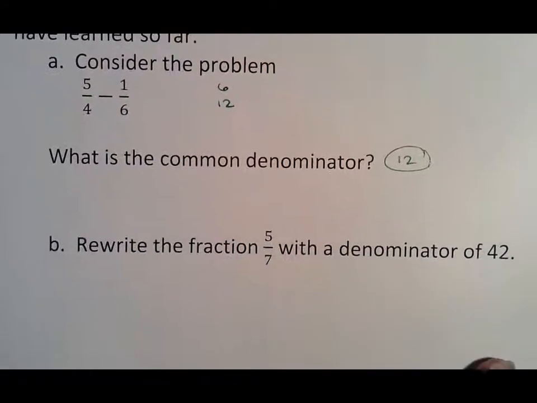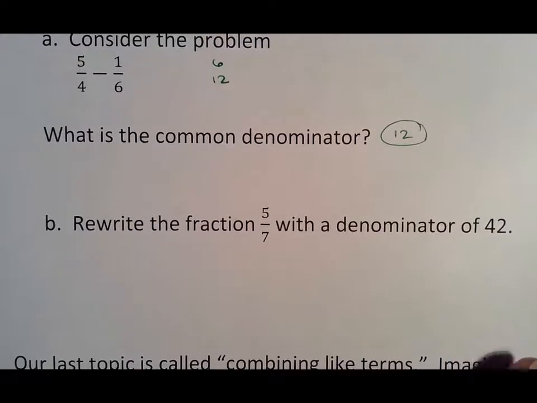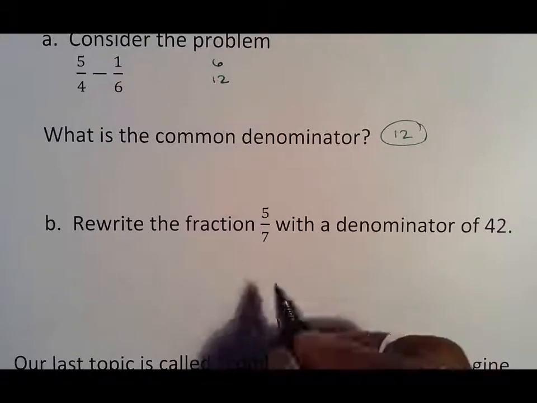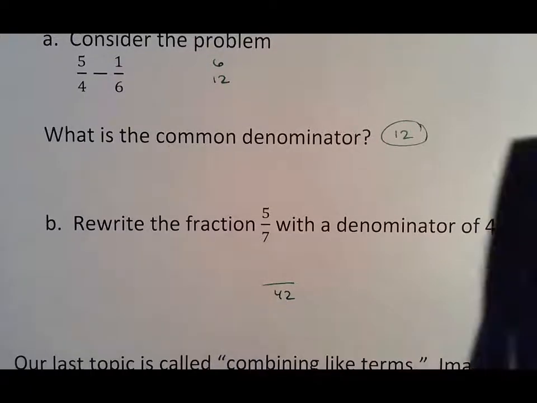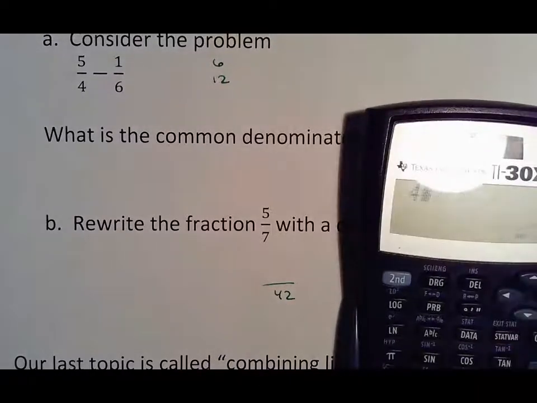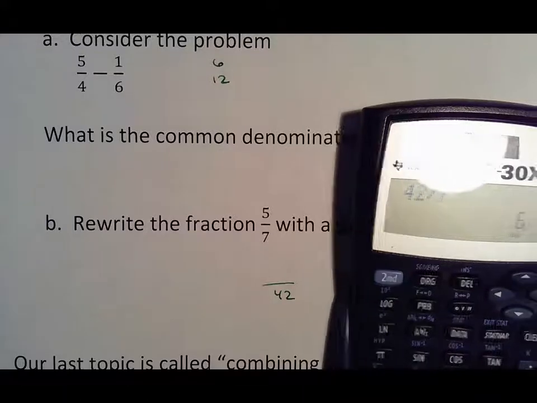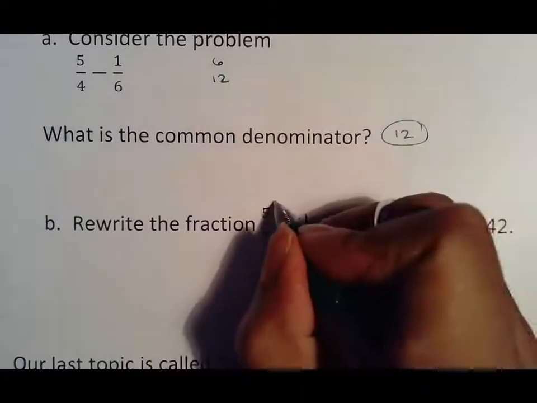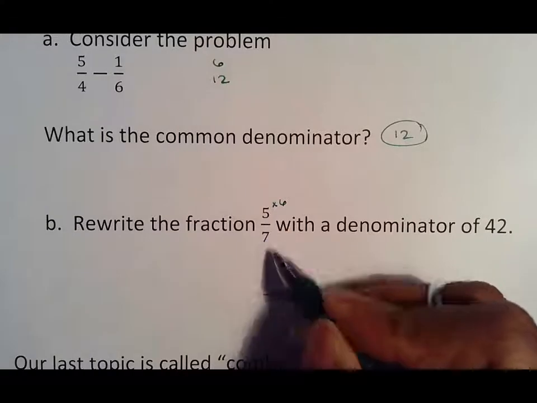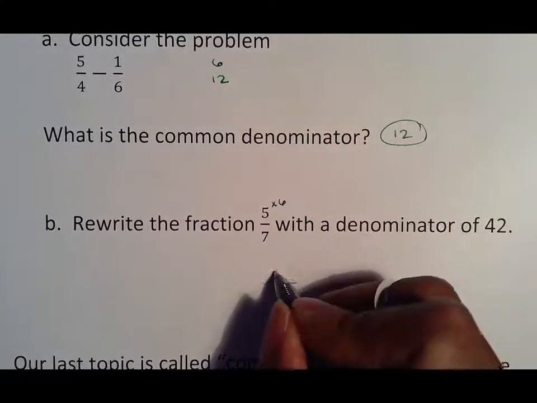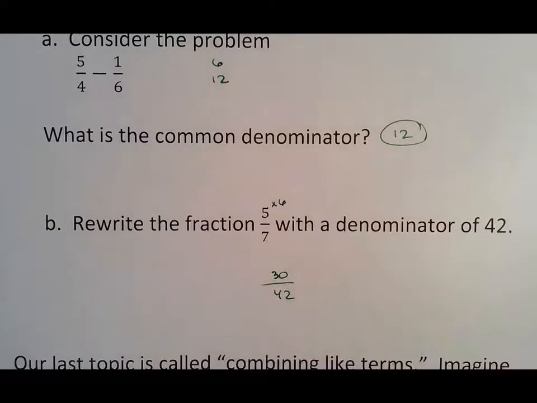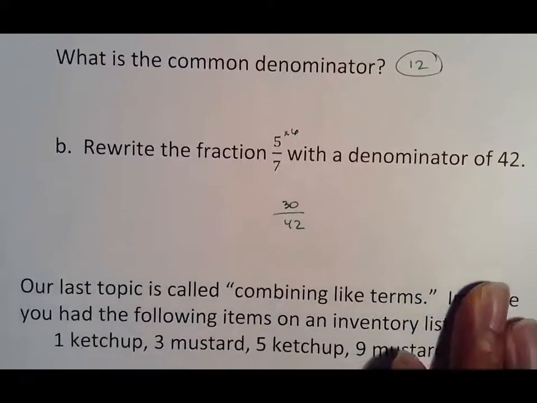Then we had to rewrite a fraction like 5/7 with the denominator of 42. So again, 7 to 42, if you want to know what that is. First off, we know we need 42 on the bottom. And so we say, what is 42 divided by 7? That answer is 6, which means we want to multiply the top by 6 because 7 is multiplied by 6. 5 needs to be multiplied by 6, giving us 30 over 42.